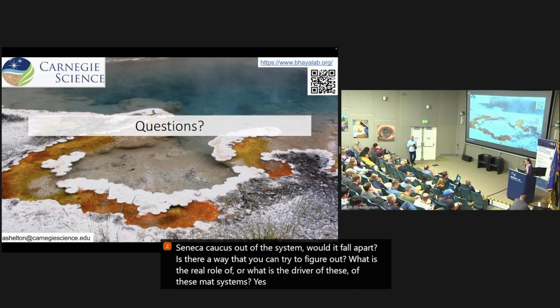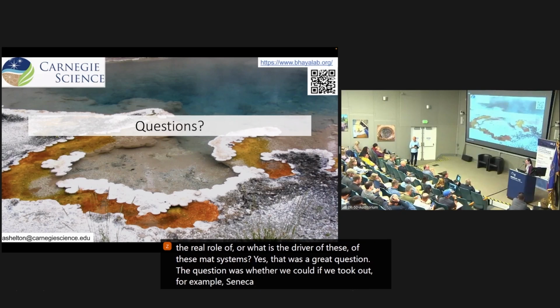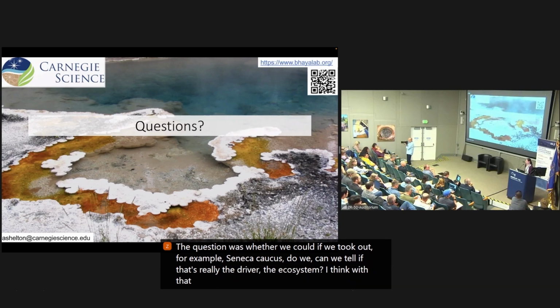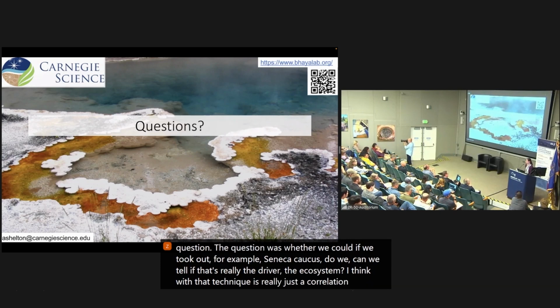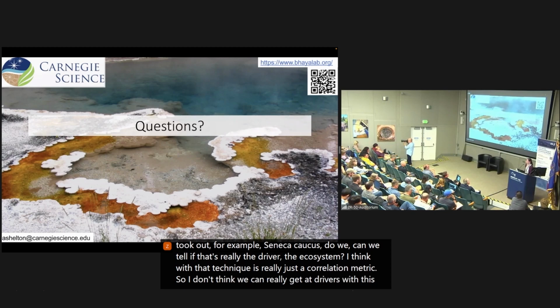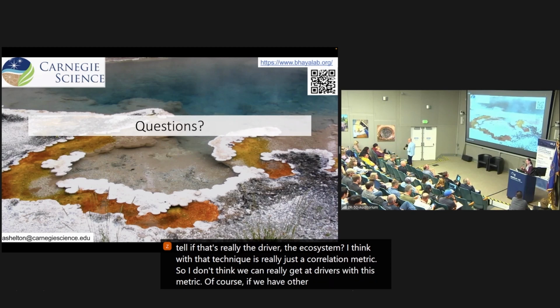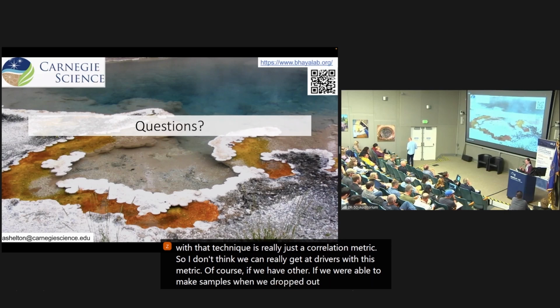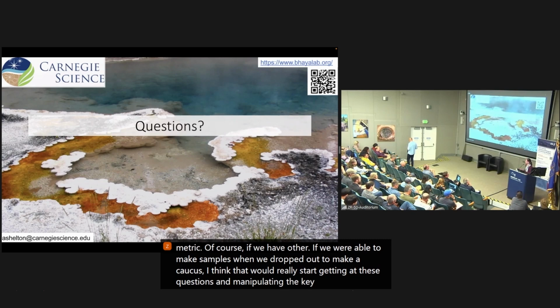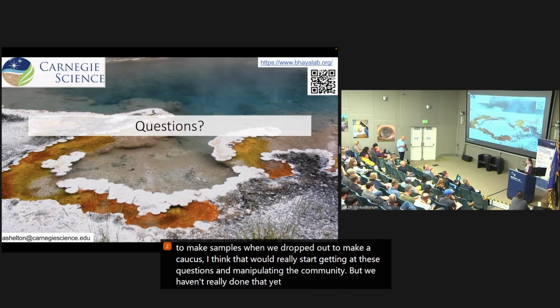Yeah, so that was a great question. The question was whether we could, if we took out, for example, Synechococcus, can we tell if that's really the driver of the ecosystem? I think that technique is really just a correlation metric. So I don't think we can really get at drivers with this metric. Of course, if we were able to make samples where we dropped out Synechococcus, I think that would really start getting at these questions and manipulating the community. But we haven't really done that yet.